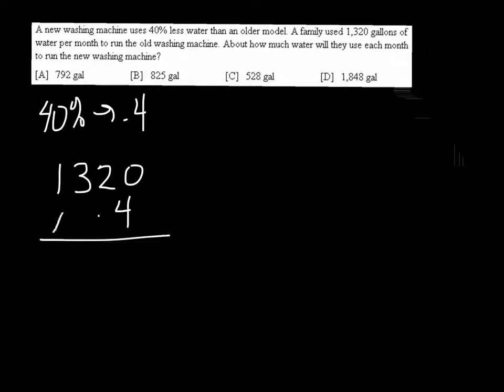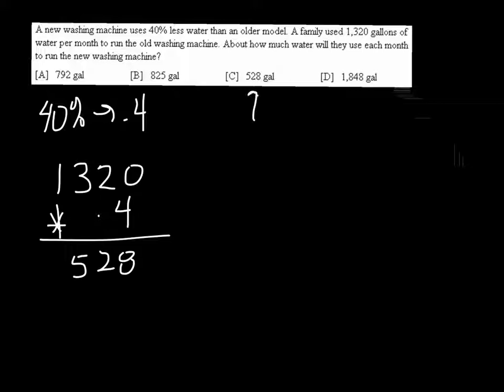Looking at a couple problems, we'll start with the first one here. A new washing machine uses 40% less water than the older model. A family uses 1,320 gallons of water per month to run the old one. How much water will they use each month to run the new washing machine? So again, the first step that we're going to take care of is making sure that our 40% goes into a decimal, and we can leave it as 0.4. Our next step is to multiply our percentage times a number that's in the problem, and when we do that, we end up with 528 gallons.